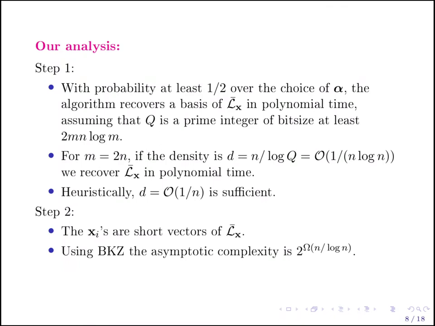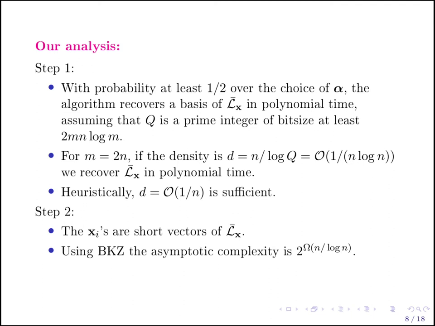In our paper, we analyzed this algorithm. Regarding step one, we just say that step one of the Nguyen-Stern attack recovers a basis of the completion when Q, the modulus, is sufficiently large. We rigorously proved that with good probability this happens if the logarithm of the modulus is at least 2mn log m, where m is the number of samples and n is the number of weights, and also this happens in polynomial time. In the Nguyen-Stern paper, the suggested number of samples is 2n, hence linear in n. Indeed, in our paper, we proved that this value is optimal in terms of complexity. We also observed that heuristically, the minimal subset sum density for which the attack is polynomial can actually be dropped to 1 over n.